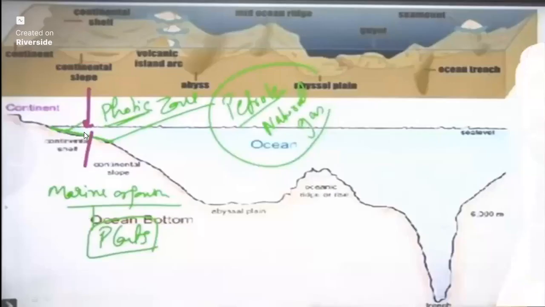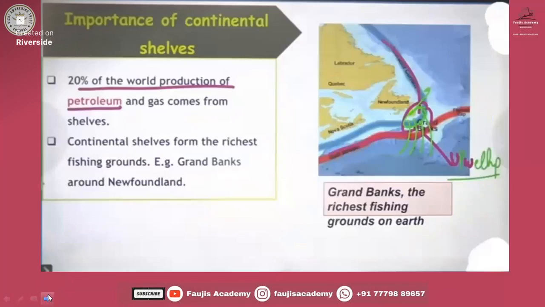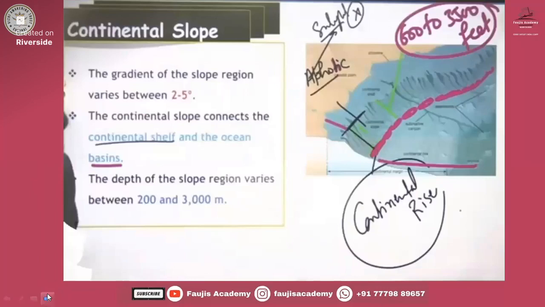In the continental shelf area, these parts are known as the photic zone. That means sunlight reaches downwards here, so all those marine plants, planktons, will be there in this place. And in the continental shelf area, from this place only we extract petroleum and natural gas. So this was all about the shelf and its importance: natural gas and petroleum come from that part, then we have food, and there are also sites of placer deposits.